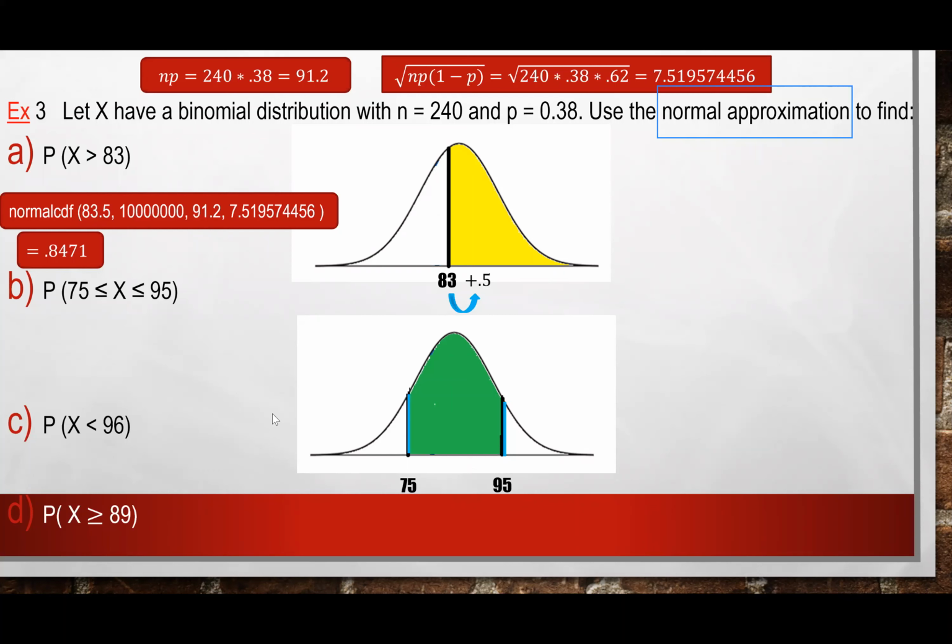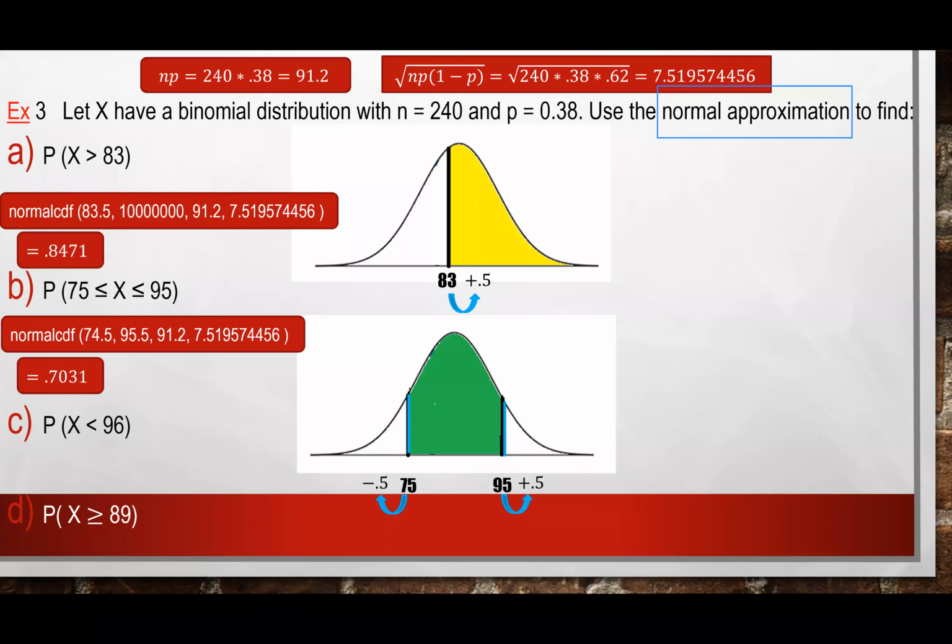How do we do that? Well, to include the 75, we have to go to the left, and if I go to the left, I subtract 0.5. And to include the 95, I have to go to the right, and to go to the right, I have to add 0.5. So this is what you guys should have: your lower limit and upper limit, 74.5 and 95.5, and the rest is the same. And this should give you 0.7031.